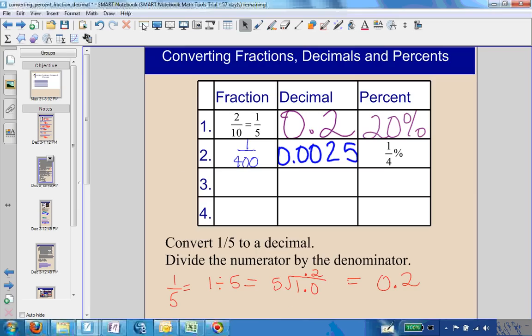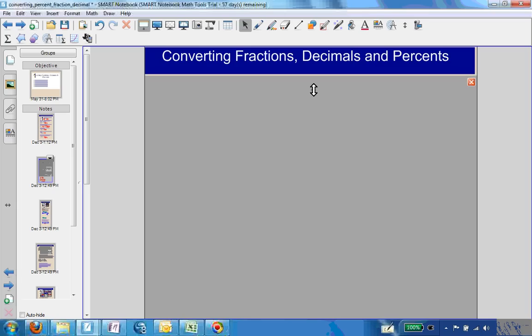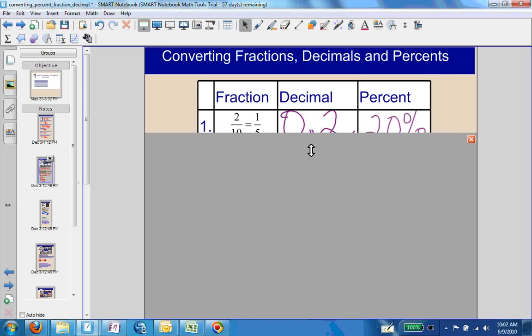So next, let's talk about some further examples. So let's say we have 2/10, which equals 1/5. 2/10 is going to be 0.2 because 2/10 is in the 10th place, or you can divide 5 into 1 to get 0.2. We can change the decimal into 20% by moving the decimal 2 places.